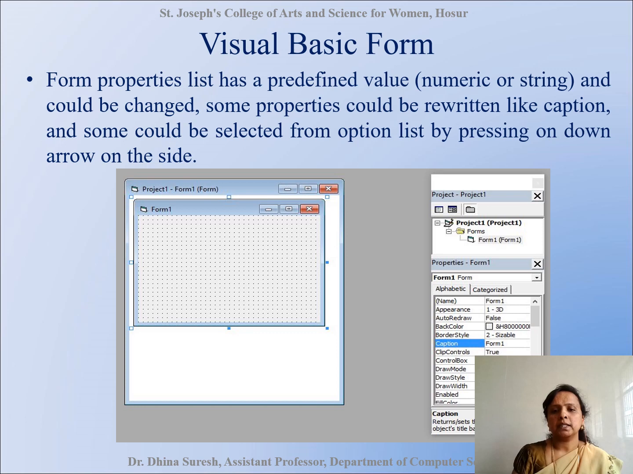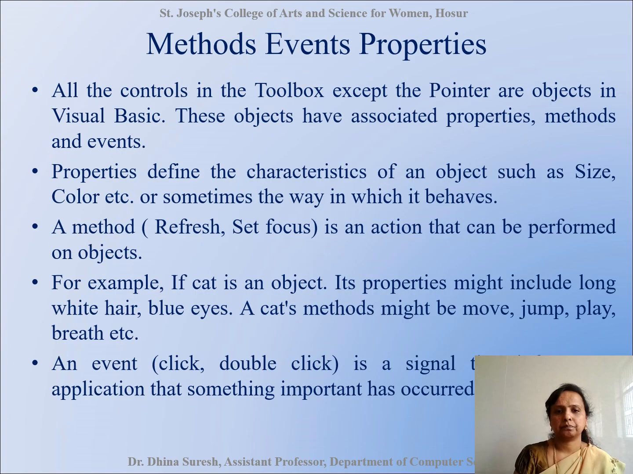Now we are going to see a few form properties. When we click on the form, we can see the property window there. We can see the caption, back color, and the control box. The properties can be changed manually by the user. A few properties have to be typed and a few can be selected from the drop-down list.